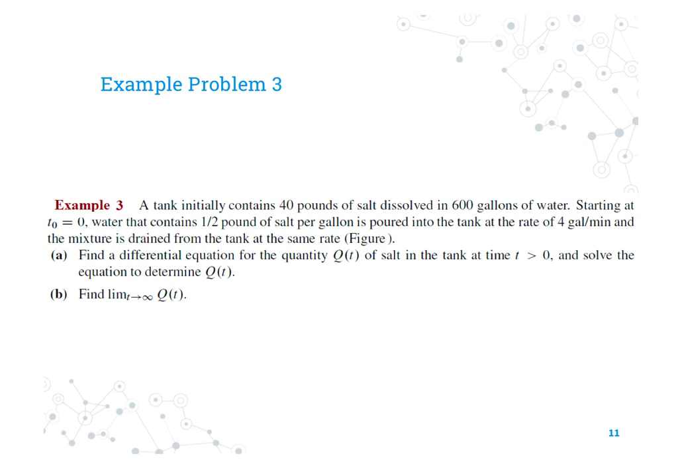Example 3 says a tank initially contains 40 pounds of salt dissolved in 600 gallons of water. Starting at t naught equals 0, water that contains 1/2 pound of salt per gallon is poured into the tank at the rate of 4 gallons per minute, and the mixture is drained from the tank at the same rate. Find a differential equation for the quantity Q of T of salt in the tank at any time where time is positive, and solve the equation to determine Q of T. And then we're going to find the limiting amount of salt in the tank.